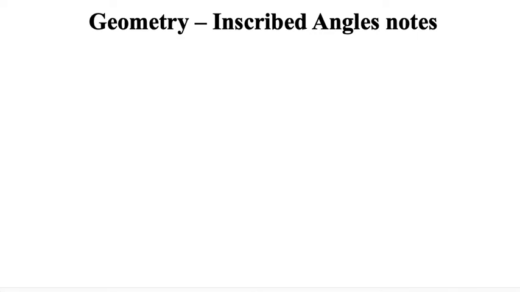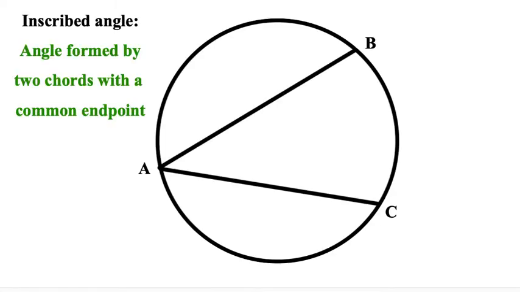Inscribed angles are different from central angles in that they're actually formed by two chords. So not two radii, but two chords. For instance, chord AB and AC form the inscribed angle, angle BAC.